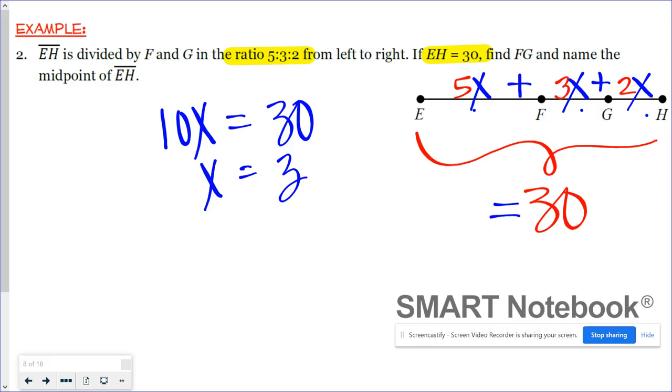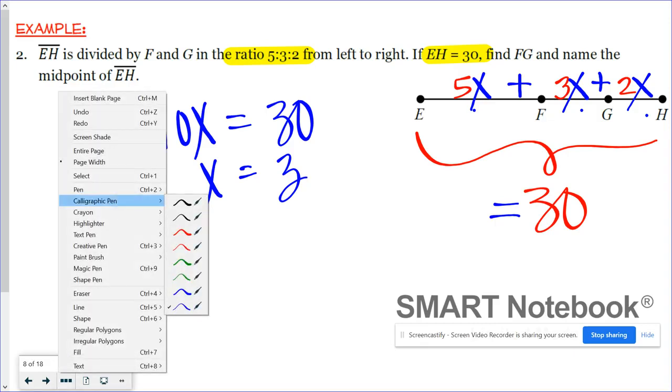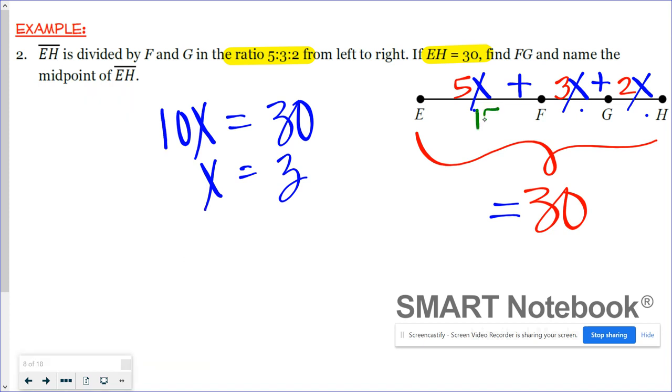So that means that EF would be 5 times that, so 15 units long, and FG would be 3 times that, so 9, and GH would be 6. They wanted us to find FG, and I did that, and then some. FG is 9. The midpoint divides a segment into two congruent segments. So F would be the midpoint of EH, because then EF is 15, but FH is also 15.